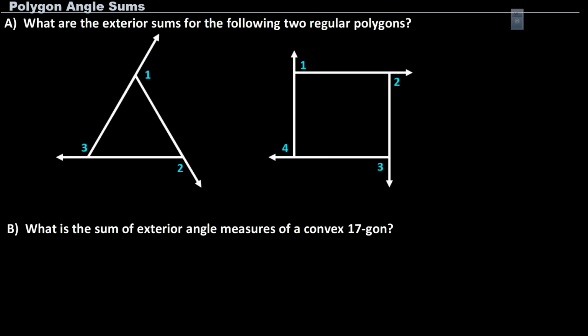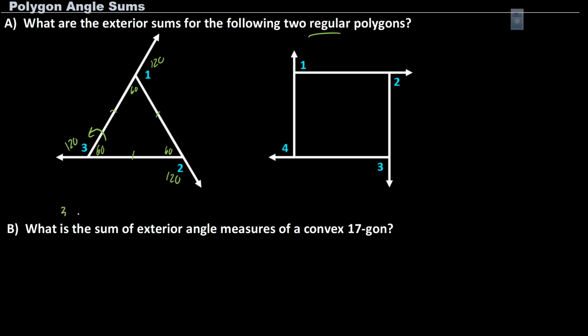So for this, we want to look at what are the exterior sums of the following two regular polygons. So regular means everything about it is congruent. That means that this is an equilateral triangle, which means each of these angles here are 60. Well, if each of these angles are 60, 180 minus 60 is 120. So these exterior angles are 120. And if we remember from last chapter, exterior angles are the ones that are supplementary to the interior ones. They add to be 180.